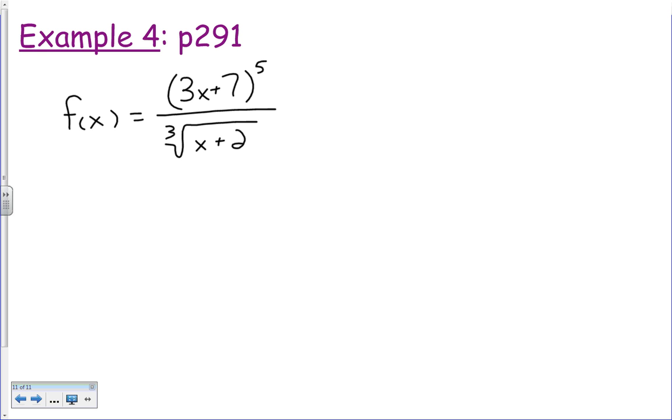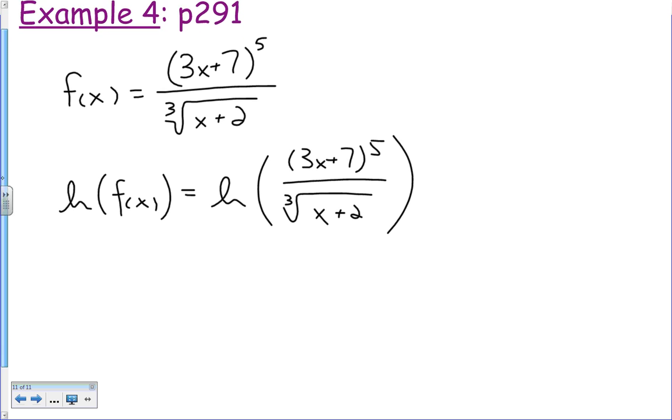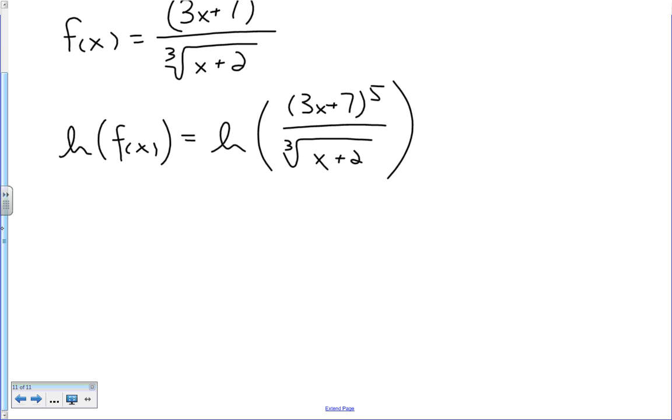Instead, let me show you another technique that we could use. Let's use logarithmic differentiation. So we're going to take the natural log of both sides. Natural log of f of x is equal to the natural log of this whole thing here, 3x plus 7 to the 5th power, divided by the cubed root of x plus 2. Now, the reason for doing this is that over on the right-hand side, I have some properties of logs that allow me to simplify this.